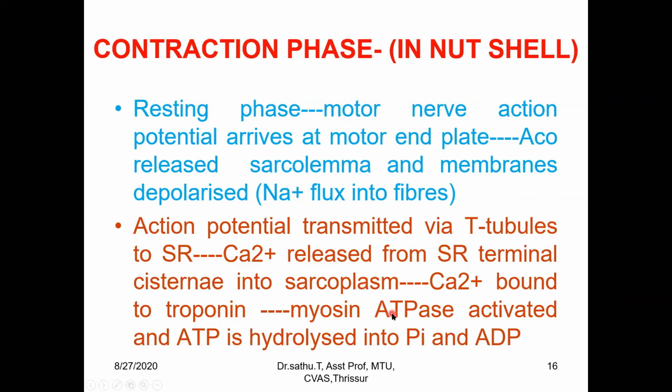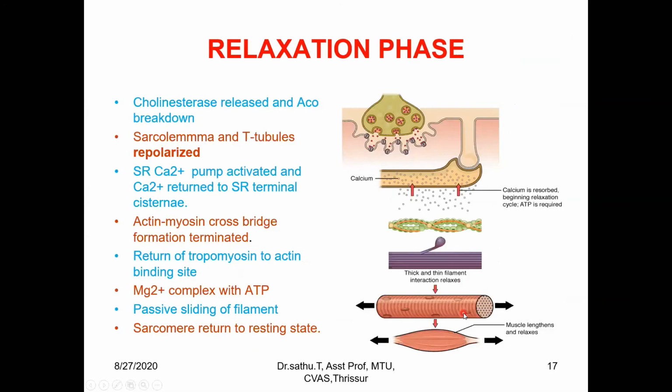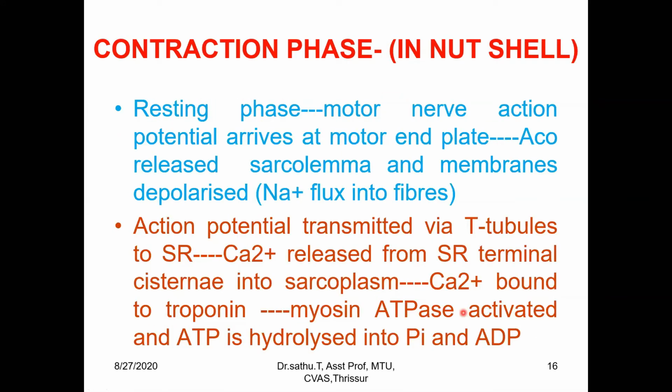Once the ATP binds with the myosin ATPase, this is the enzyme that will hydrolyze the ATP into ADP and inorganic phosphate.